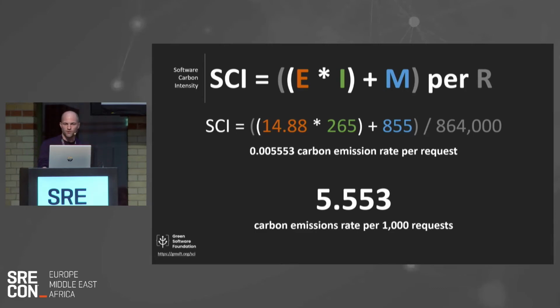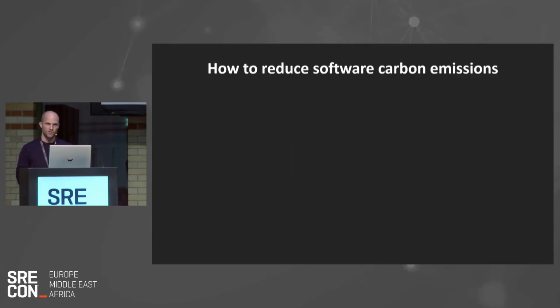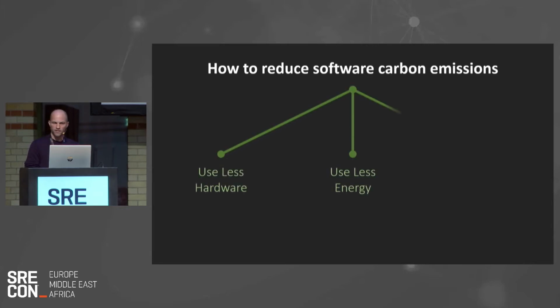So how do you start to reduce carbon emissions in your system? That 5.55 number, great, you want it lower. How much lower can you get it? To do that math, the good news is there's only 3 ways that you can reduce carbon emissions in your software. Those 3 ways are: you can use less hardware, you can use less energy, or you can use the energy that you have more intelligently.